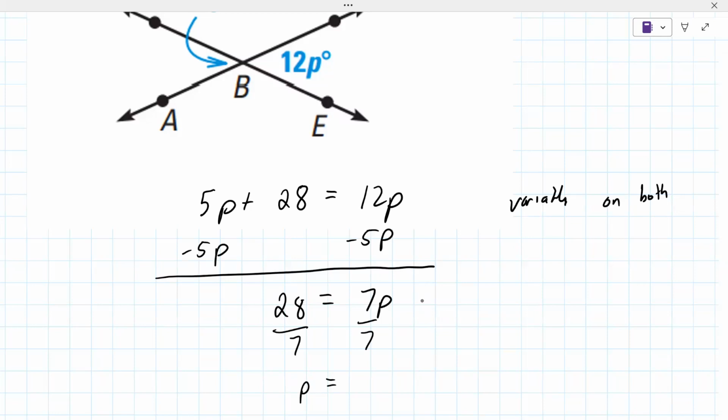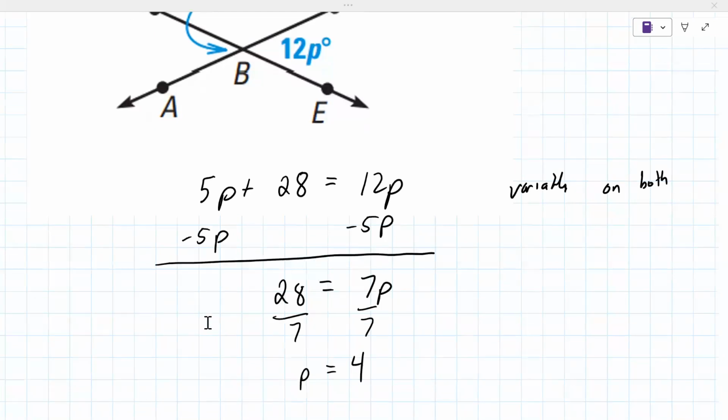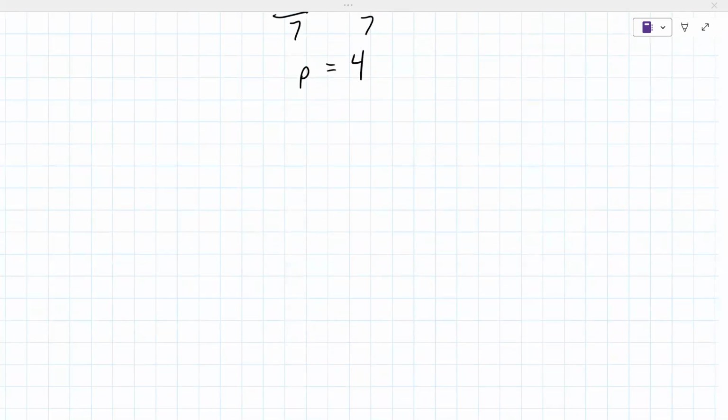Okay, so 4 equals P. Yes, very good. So that covers our lesson on vertical angles. The next thing on the page that you sent me is a linear pair. Any idea what that means?